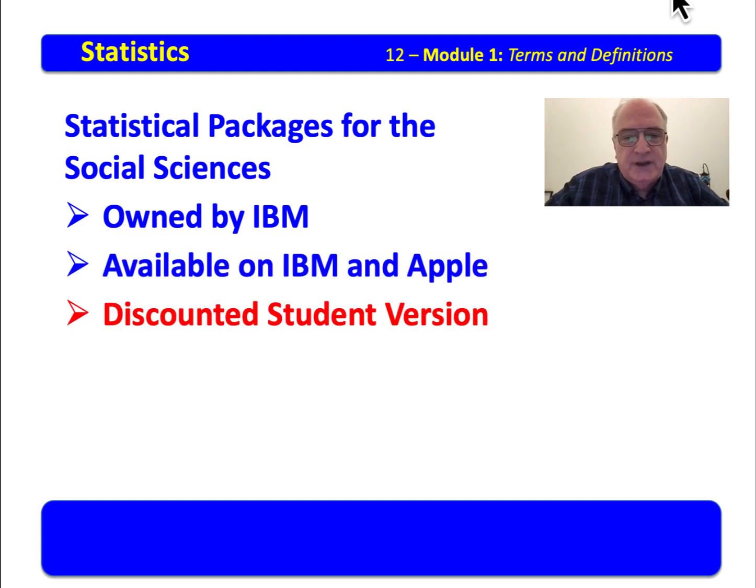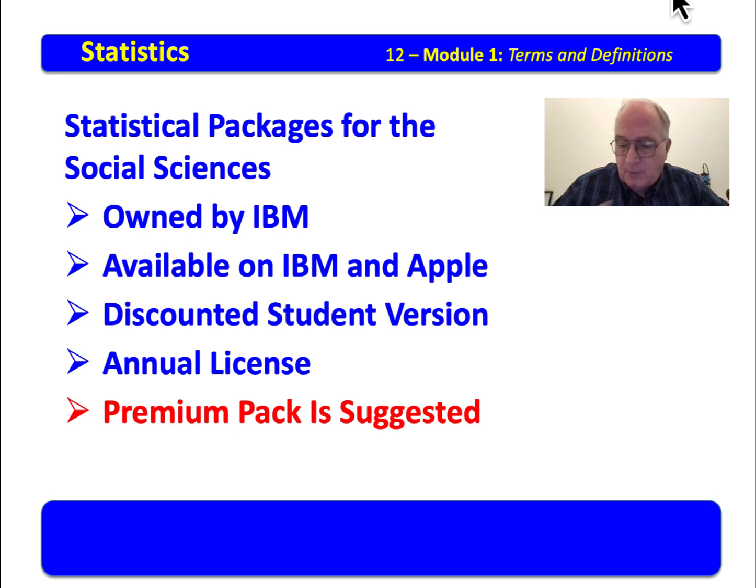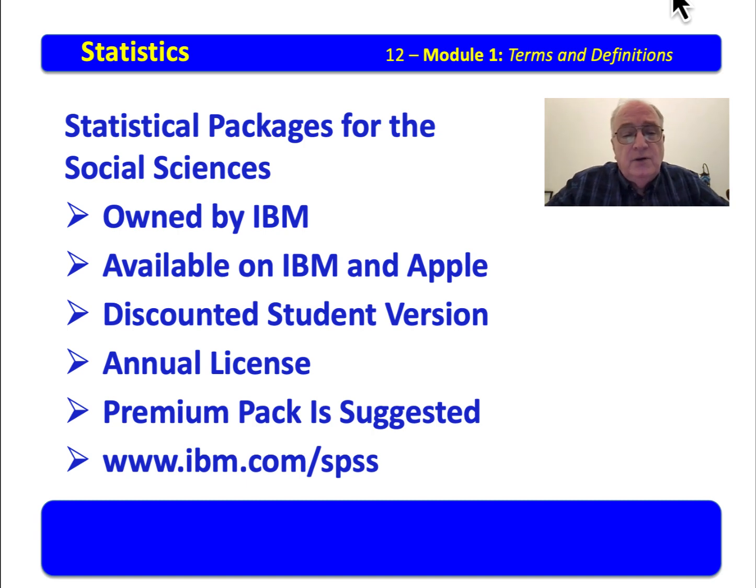I purchased a discounted faculty version, which is the same software you get in the discounted student version, except the discounted student version is about $85, $90 for a year, and the discounted faculty version is $500 for a year. I don't know why. Maybe I need to go back to school and get that. It is an annual license, and if you get it, the premium pack is what is suggested, because it has all of the things in it. And you can look at this software at www.ibm.com/SPSS.